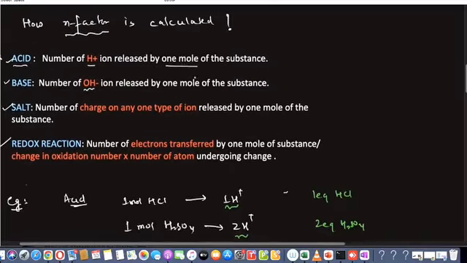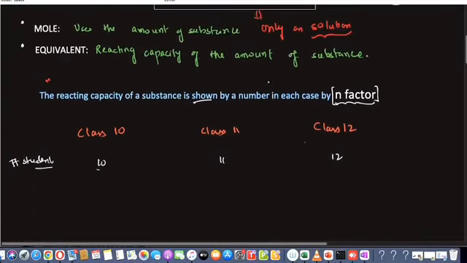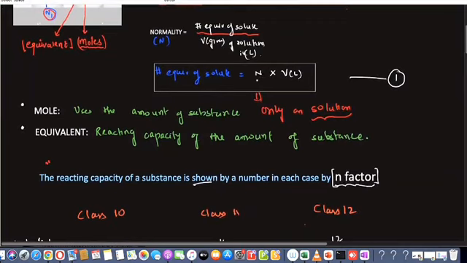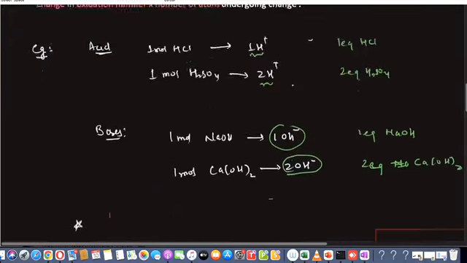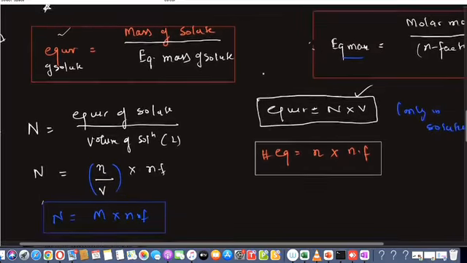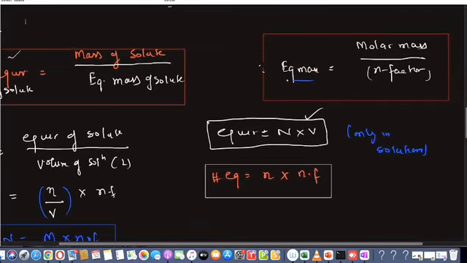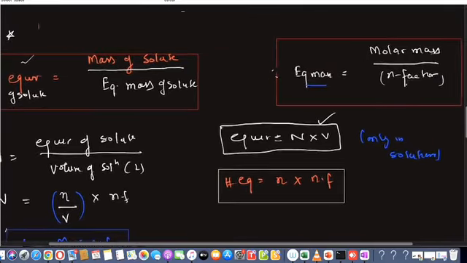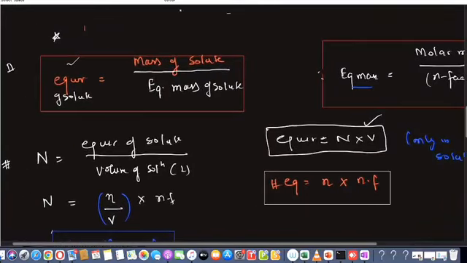We have seen one way in which you can find the equivalent, and that is by number of moles into volume, right? There is another way. The second way to find the equivalent of solute is the mass of the solute divided by the equivalent mass of the solute, right? So how do you find the equivalent mass? Molar mass divided by the n factor. Now you know how to find the n factor.